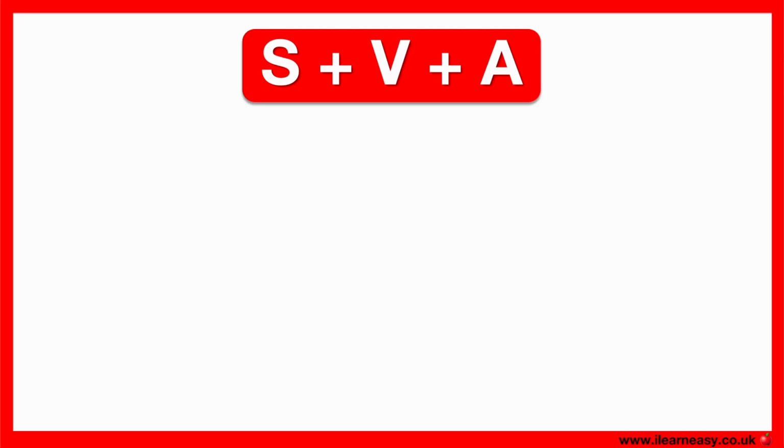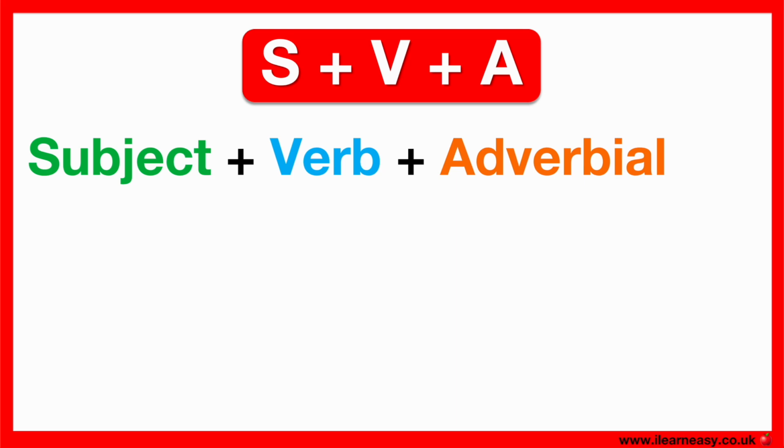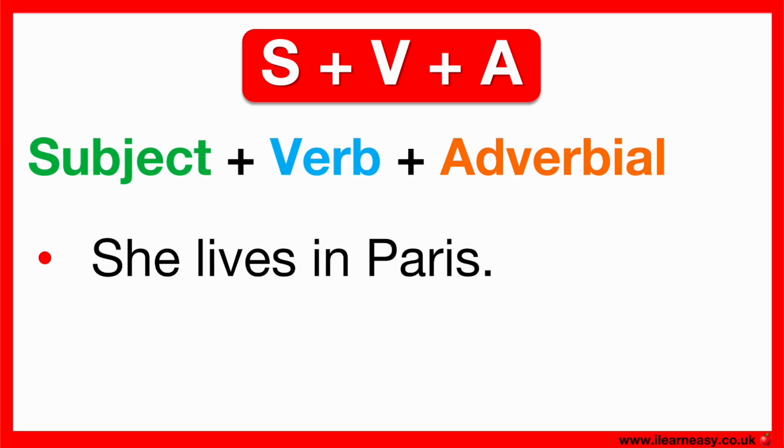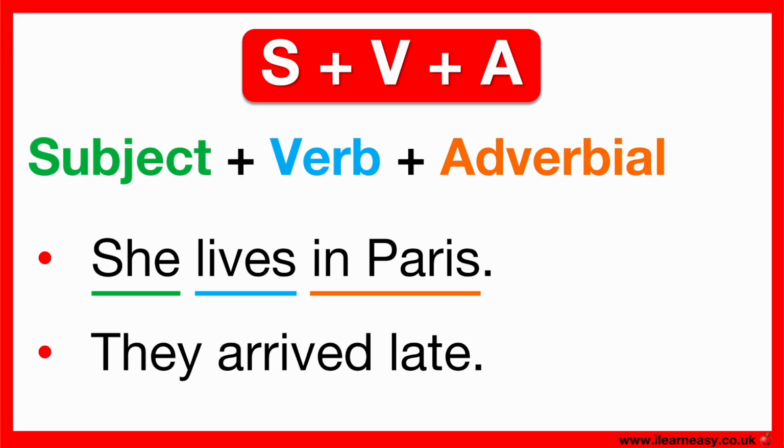Subject, verb, adverbial. The adverbial in this sentence pattern tells when, where, or how the action happens. For example, she lives in Paris. The subject is she, the verb is lives, and the adverbial is in Paris. This tells us where. They arrived late. The subject is they, the verb is arrived, and the adverbial is late. It tells us when.